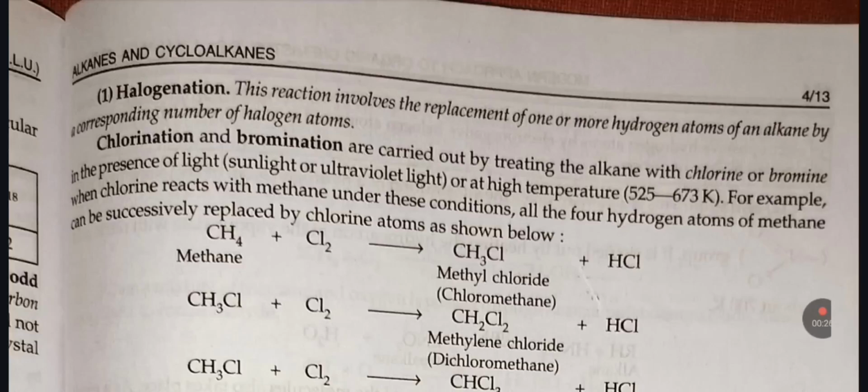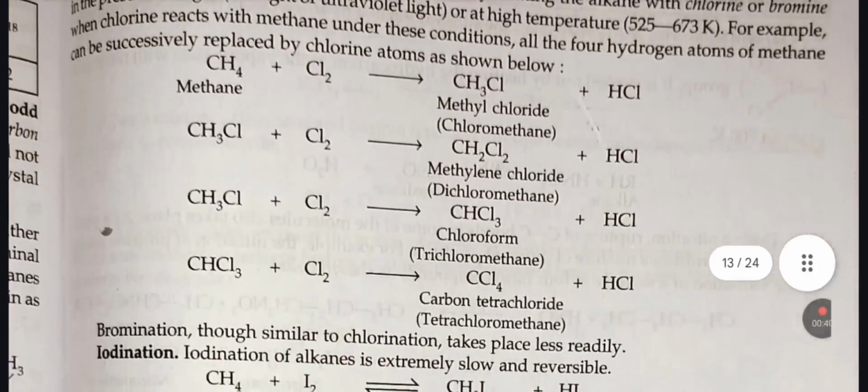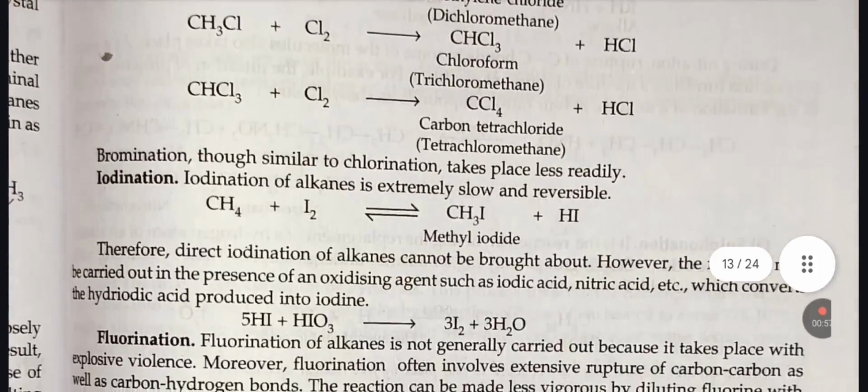For example, when chlorine reacts with methane under these conditions, all the 4 hydrogen atoms of methane can be successively replaced by chlorine atoms as shown below. CH4 plus Cl2 will give CH3Cl plus HCl. Similarly, CH3Cl plus Cl2 will give CH2Cl2 plus HCl. CH2Cl2 plus Cl2 will give CHCl3 plus HCl. CHCl3 plus Cl2 will give CCl4 plus HCl.